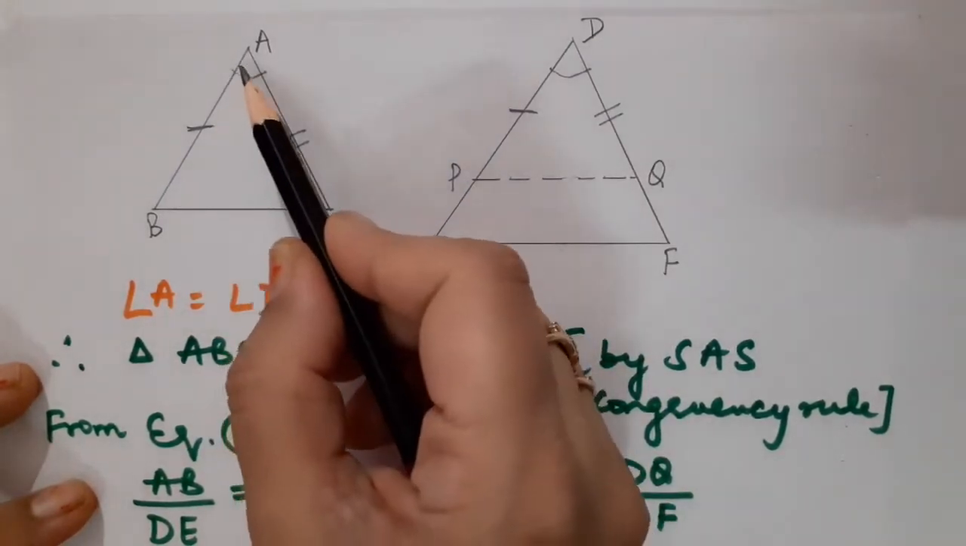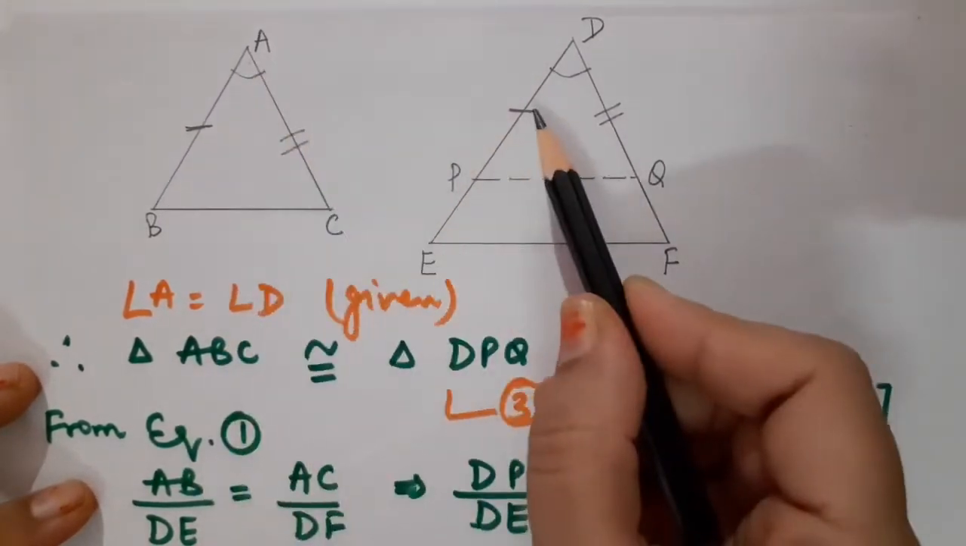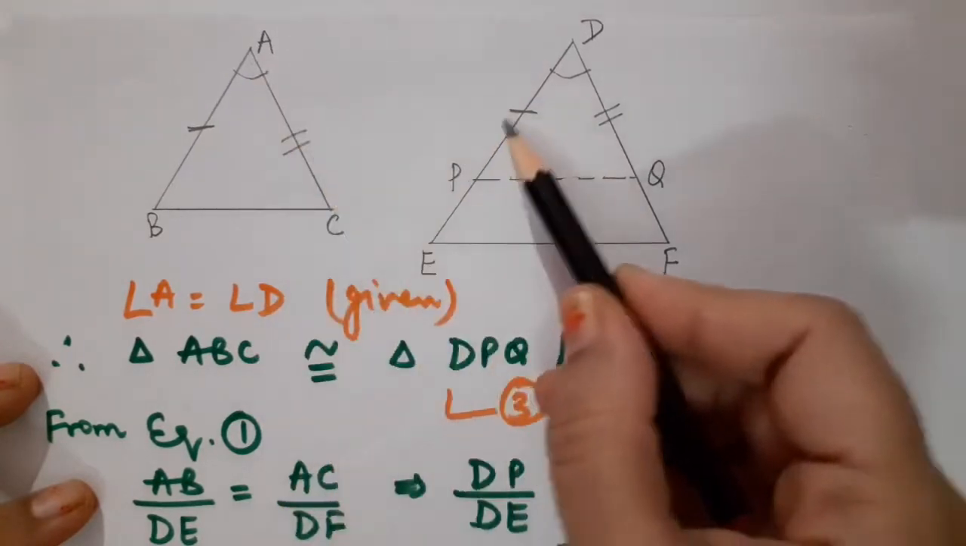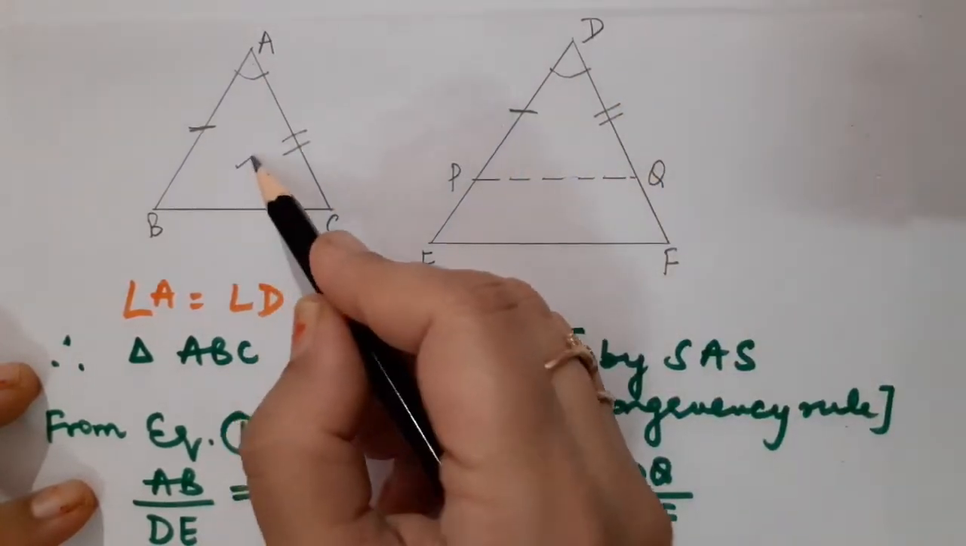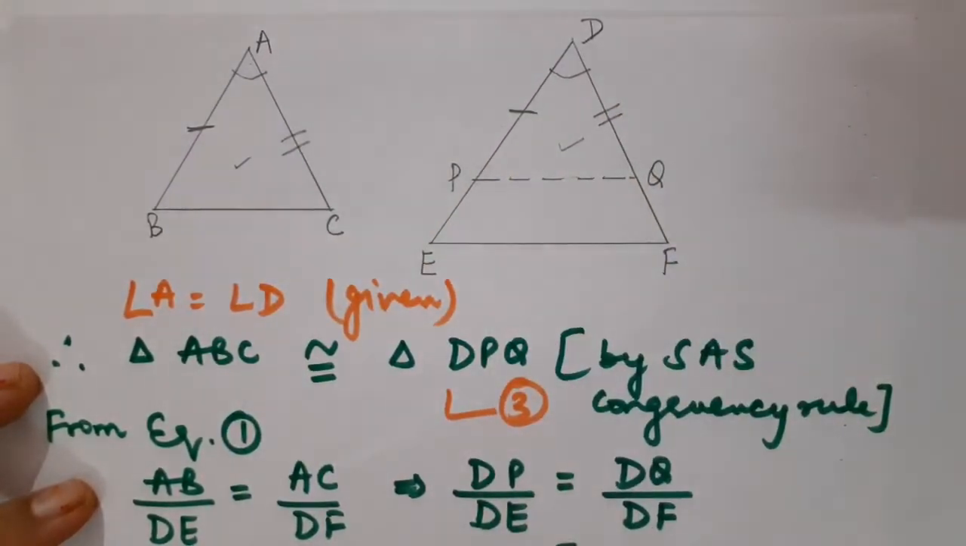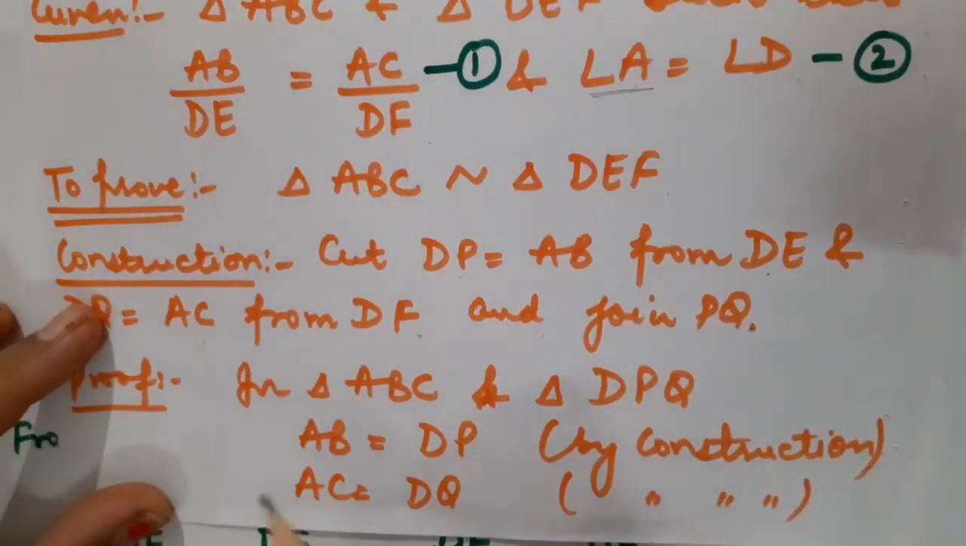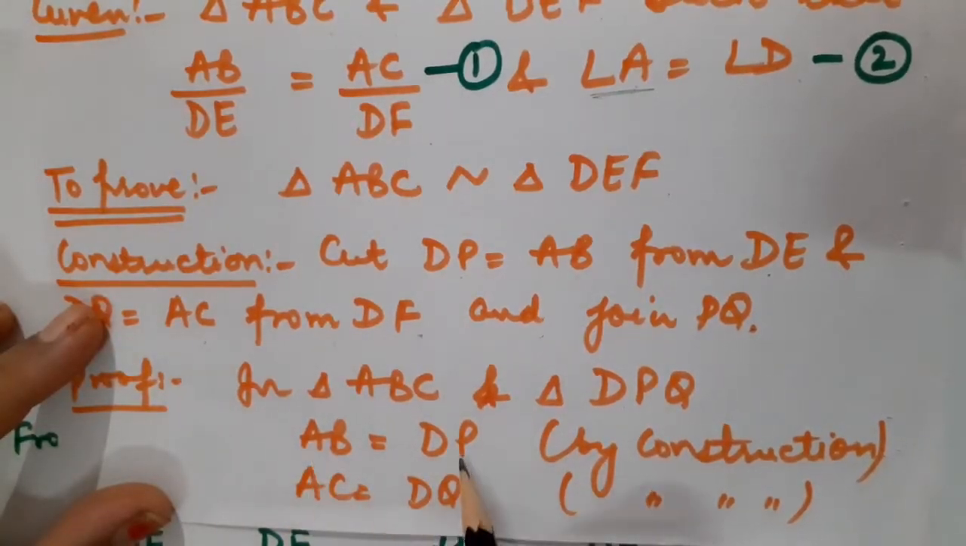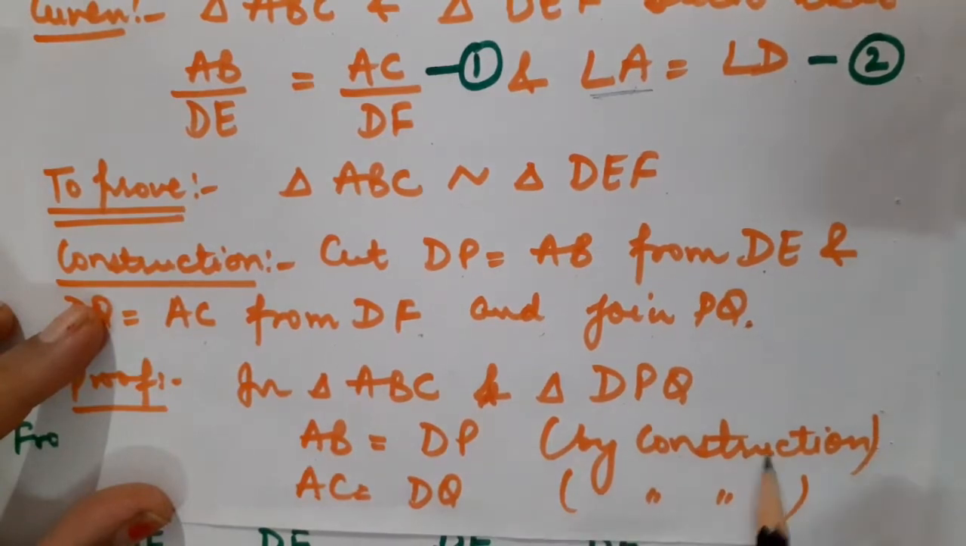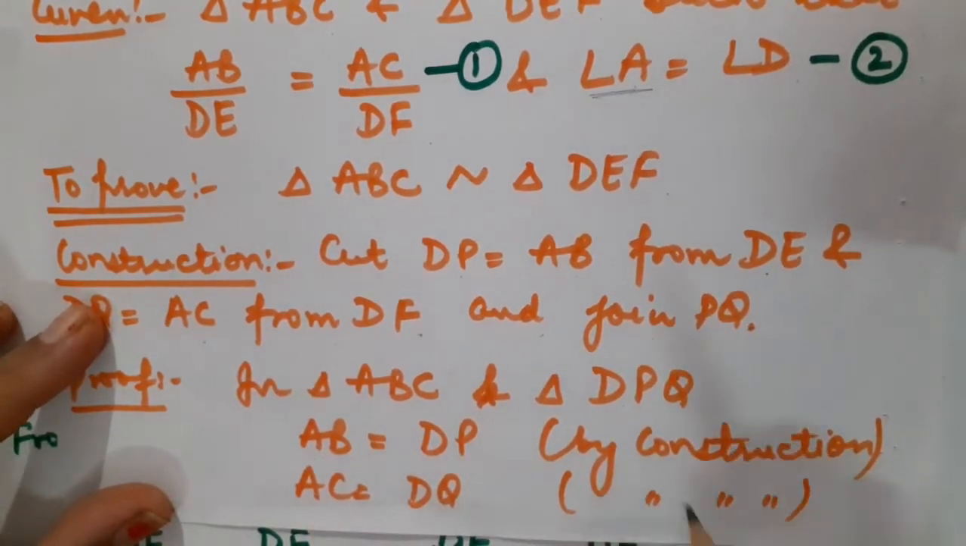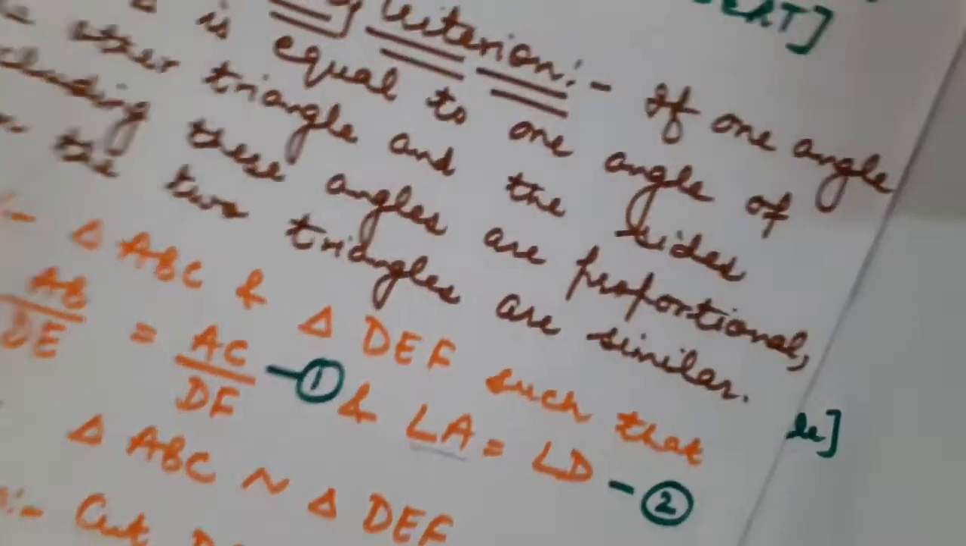I can apply the side angle side criteria to prove that triangle ABC is congruent to triangle DPQ by SAS congruency criteria. Have a look here. AB is equal to DP, by construction I have taken. AC is equal to DQ, that has also been taken by construction.